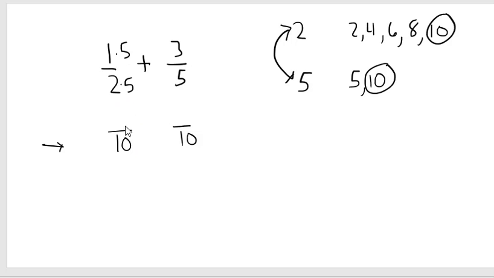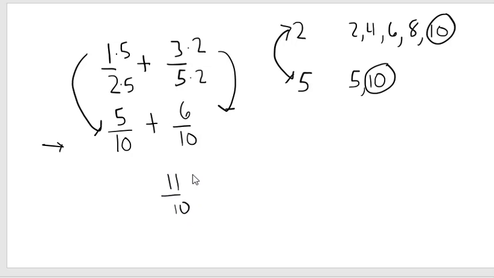So to go from 2 to 10, we have to multiply by 5. So that means we also have to multiply the 1 by 5, which gives us 5/10. So 1/2 becomes 5/10. And then to get from 5 to 10, we have to multiply by 2. So we also have to multiply the top by 2, and that gives us 6/10. So 3/5 becomes 6/10. Now we can add these two fractions together. 5/10 plus 6/10 gives us 11/10.